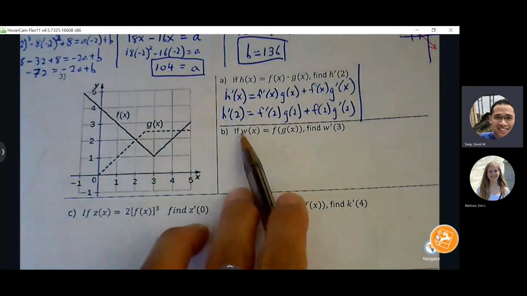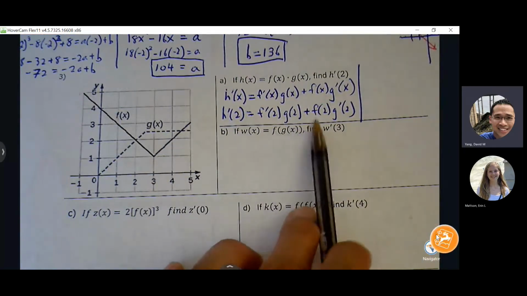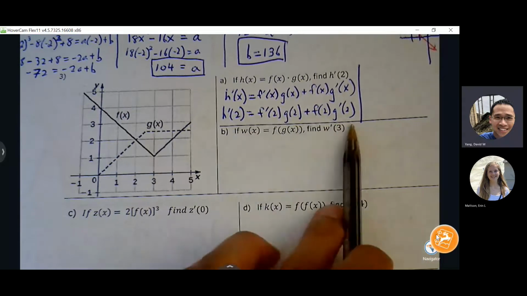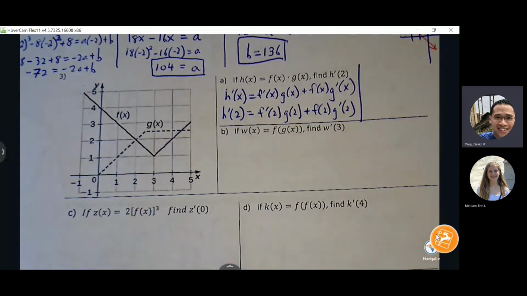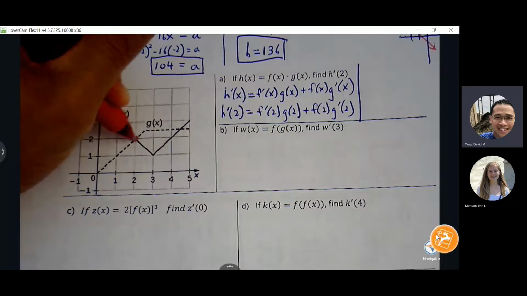So now we go to the graph, and the graph is going to help us find either the y value or the slope, right? The f prime, g prime is asking for the slope at those points. So I'm going to just highlight those points here. Looks like they intersect.